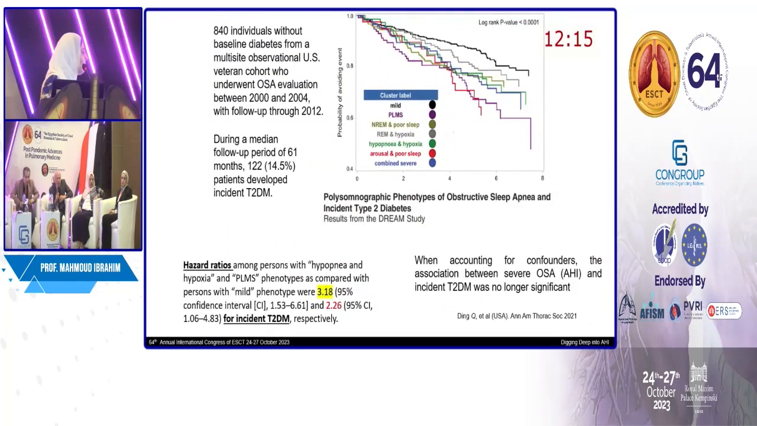Looking at the same polysomnographic variable clusters, they looked at the incidence of diabetes mellitus. They found that again the incidence of diabetes mellitus will increase in those with the periodic leg movements and those with the hypoxia. So the hypoxia is more important than the apnea-hypopnea index in predicting incident diabetes.